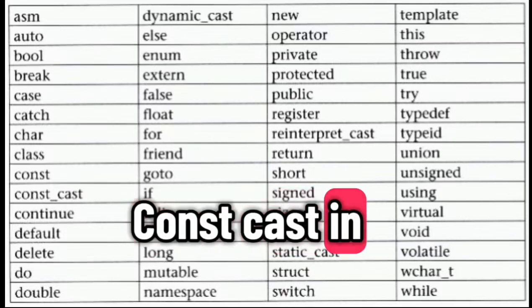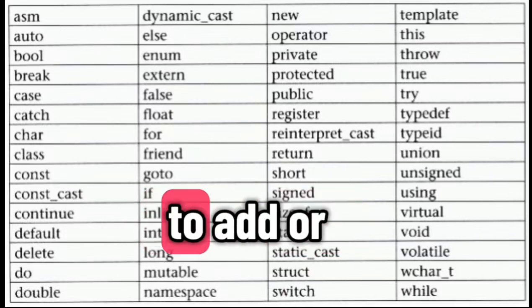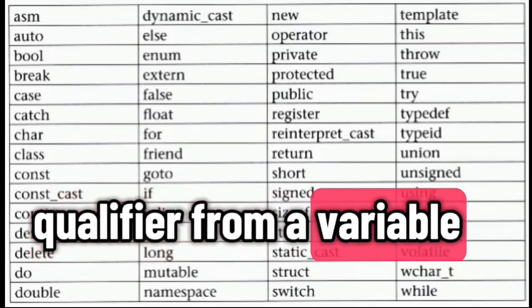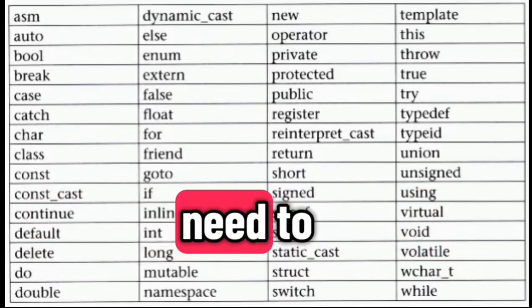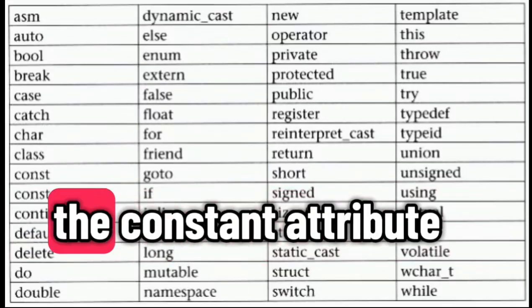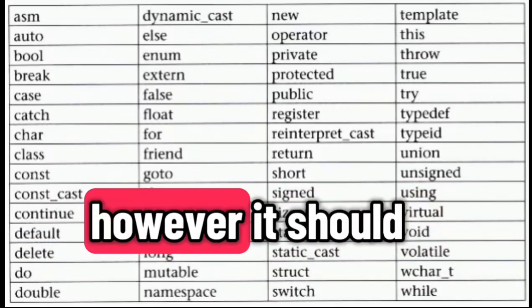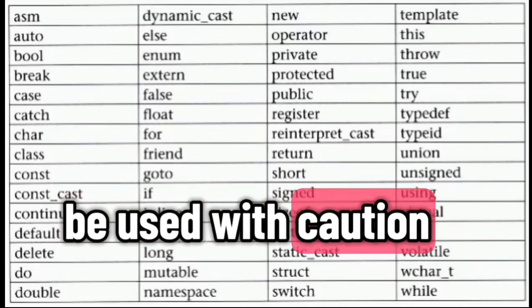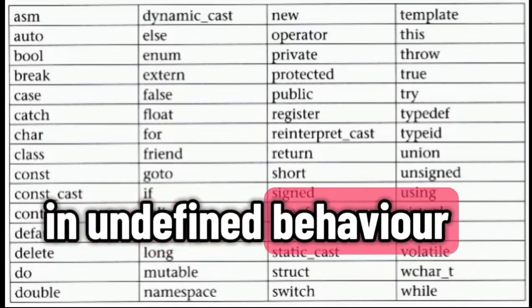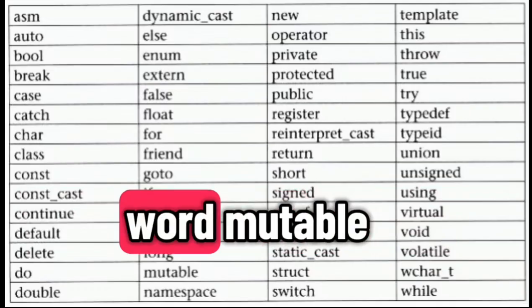Const cast in C++ is used to add or remove the const qualifier from a variable. This comes into play when you need to change the constness of a variable or cast away the const attribute. However, it should be used with caution, as modifying a const variable results in undefined behavior. Okay, how about the word mutable?